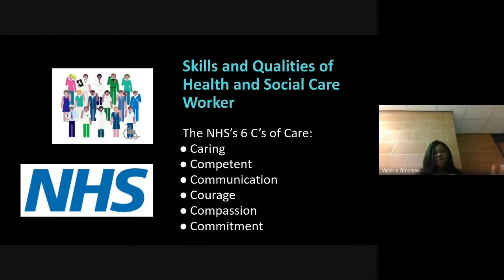So you need to have all the skills as a health and social care professional, as a health and social care worker. We've gone through caring, competence, communication, and courage. Then we have compassion. This is a very important skill that we all need to have as part of the 6Cs. What does compassion mean? Anyone? Feel free to use the chat. Compassion. Having compassion towards an individual. So what does that word compassion mean as part of the 6Cs?